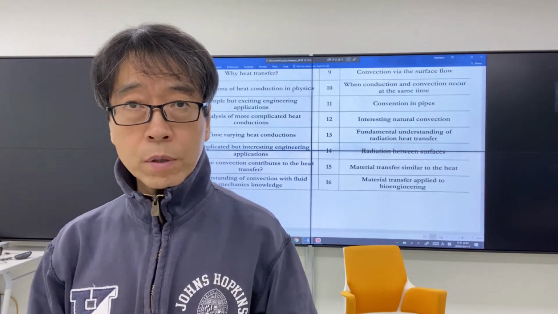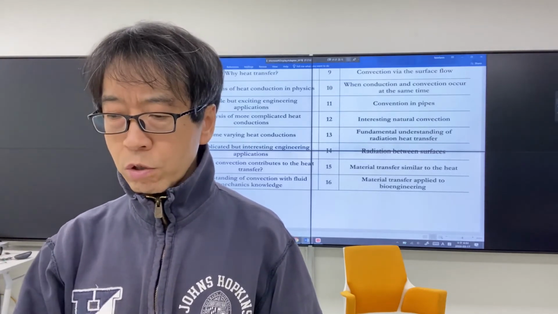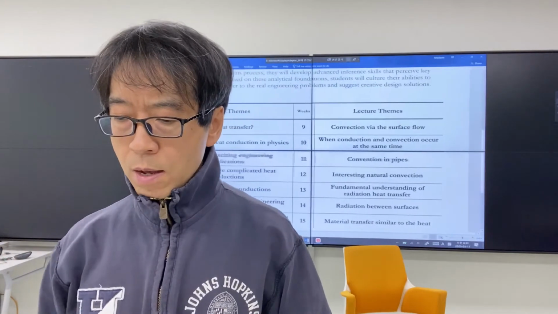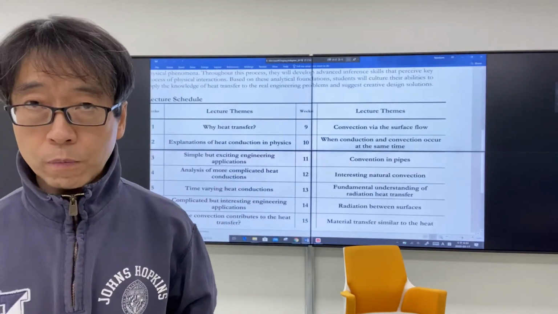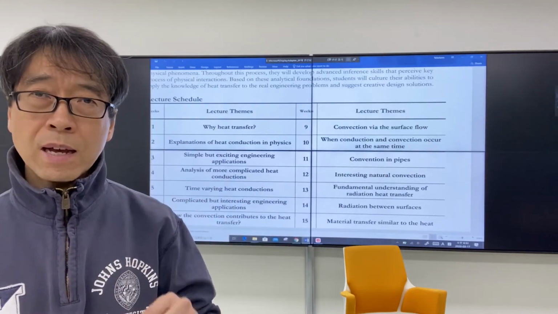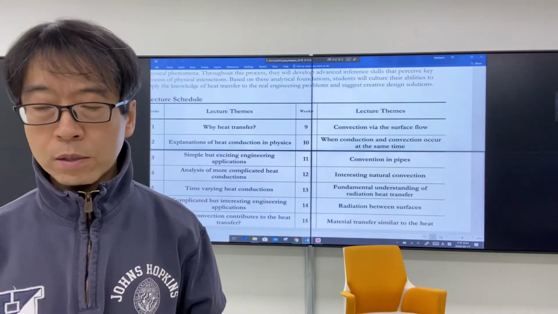How is that fluid mechanics related with this heat transfer? That'll be a really interesting topic to learn. Ninth week, convection via surface flow. The water flows on the surface, how they take the heat with this flow. We're gonna learn all these things.